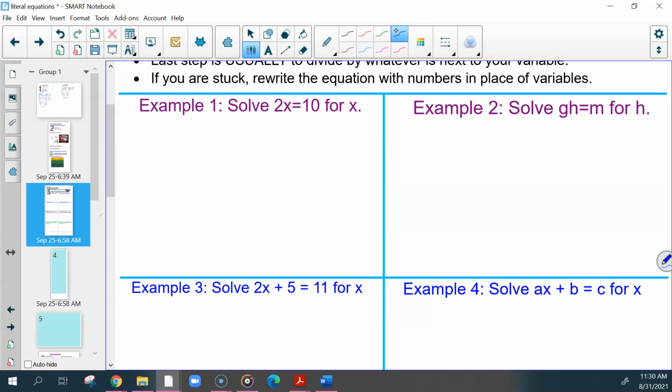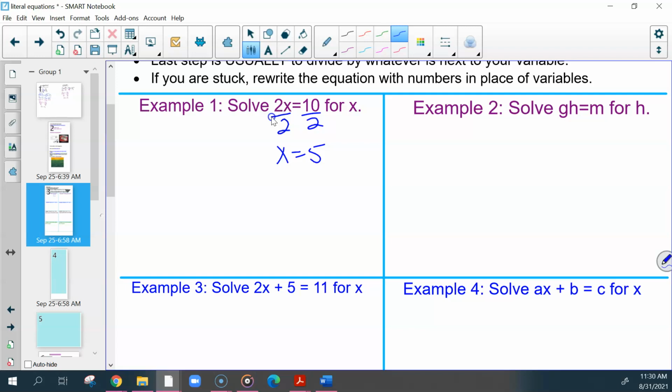So for example 1, if I were to solve 2x equals 10 for x, how would I get x by itself? Divide both sides by 2, and I would get 5. I can put that back in. 5 times 2 is 10. That works.